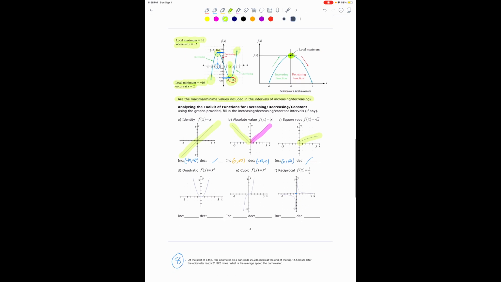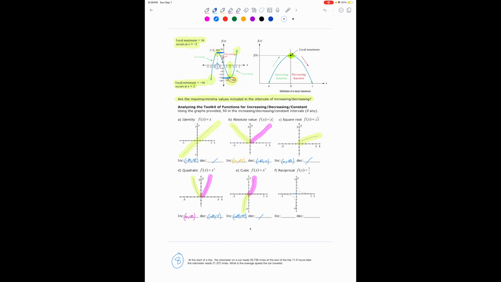If I look at the quadratic function, you'll notice that the behavior here is decreasing. So I'm going to say it is decreasing from negative infinity to 0, and it is increasing on that interval, which is going to be increasing from 0 to positive infinity. The cubic function is increasing from negative infinity to 0, and it is increasing here as well. So it is increasing from negative infinity to positive infinity. So the behavior is always increasing in this case. It doesn't have a decreasing behavior.